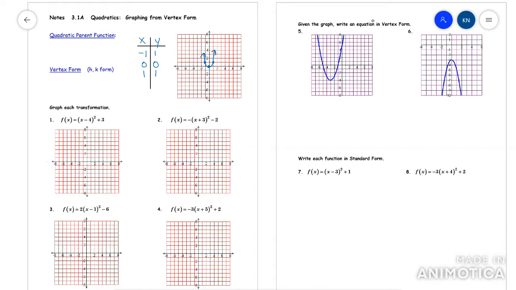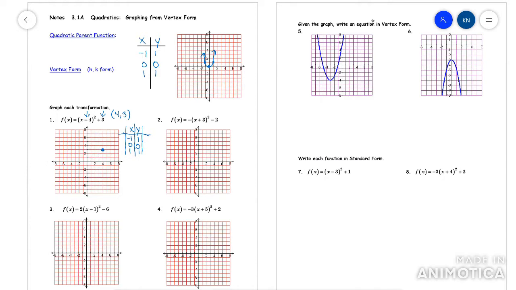It says graph each transformation. First of all, find your HK, your vertex, which is 4, 3, and put a dot there. All right, now you're going to want to make a quick table, and you want to use those parent function coordinates from before. Okay, now you have to apply each transformation. So you should already kind of have a decent idea of what we're doing.